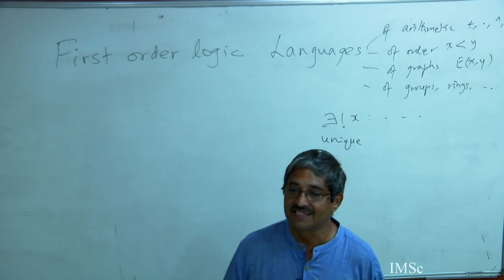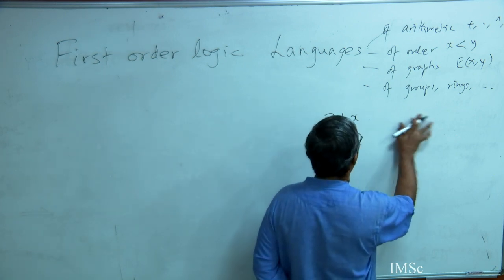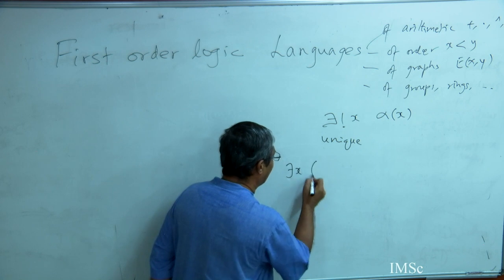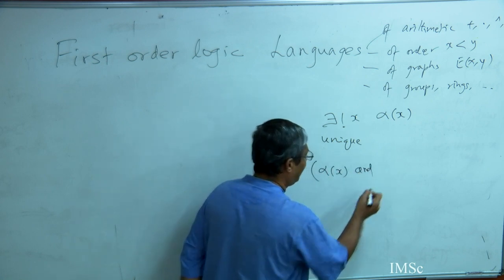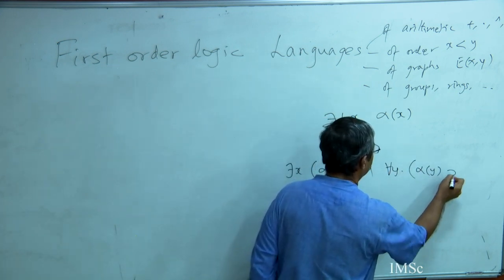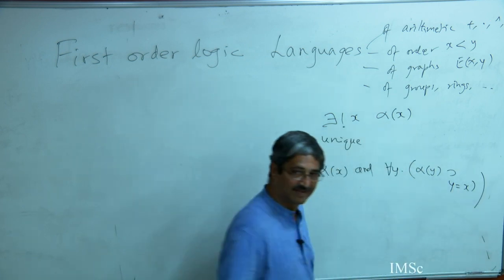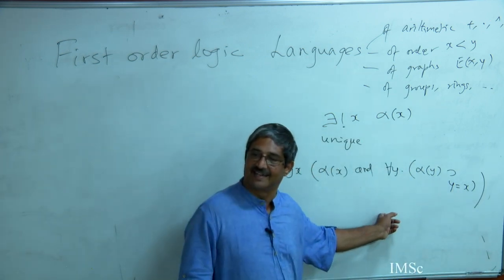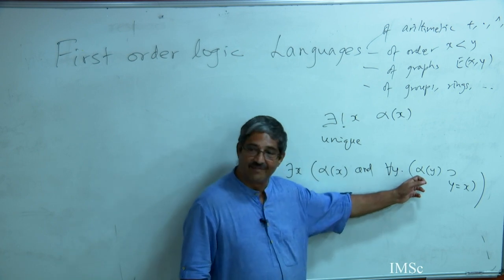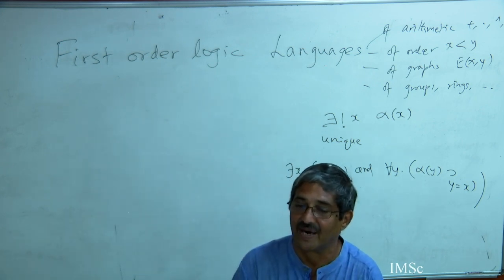Siddharth, actually with there exists and for all, can you see how we can get rid of this unique business? Suppose I want to say there exists unique x such that some alpha of x holds. One way of saying that is there exists x such that alpha x holds, and for any y, if alpha of y holds, that implies that y equals x. There is an x which satisfies alpha, and whenever there is a y that satisfies alpha, that y must be the same as x. So you don't have to have a separate one.